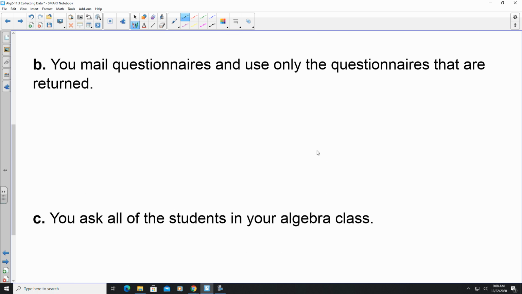Next it says you mail questionnaires and use only the questionnaires that are returned. Since the members of the population volunteered, those are the ones that were returned, that means that this is a self-selected sample.